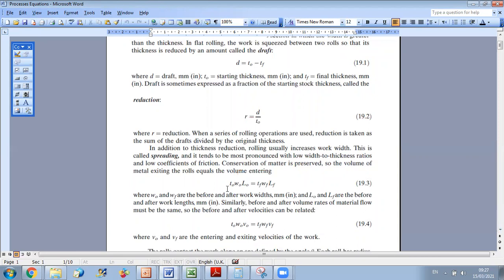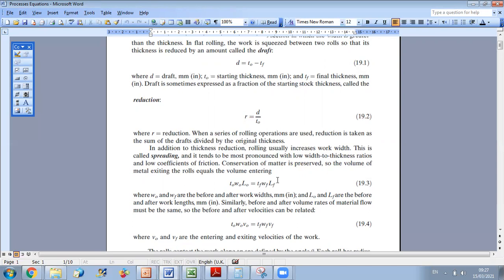This is why we have that the volume entering is T0 W0 L0, where T is the thickness, W is the width, and L is the length. And we have at the final state Tf, Wf, Lf. Now, to make this equation a rate equation, we divide with respect to time. W0 and Wf are the width of the plate before and after moving through the rolls. L0 and Lf are the length before and after.